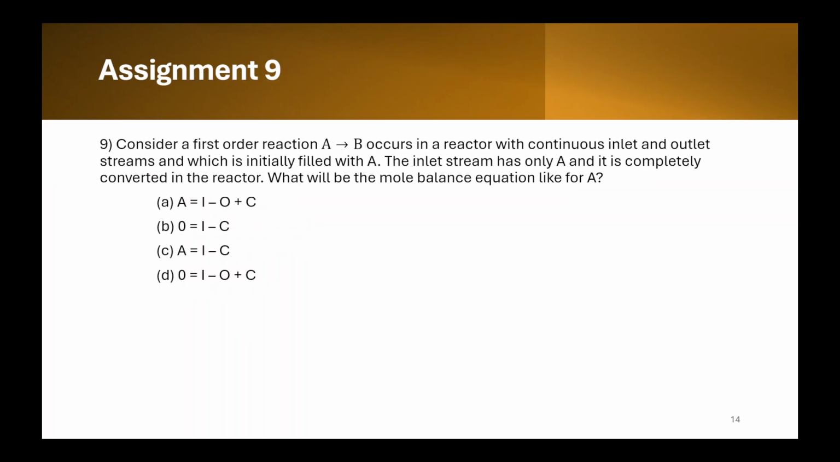Next question. Consider a first order reaction A giving B that occurs in a reactor with continuous inlet and outlet streams and which is initially filled with A. The inlet stream has only A and it is completely converted in the reactor. What will the mole balance equation be for A? So we need to write the mole balance equation for A. So we draw this reactor here. There is some inlet, there is some outlet. But we can say that the inlet stream has only A, so this is pure A.